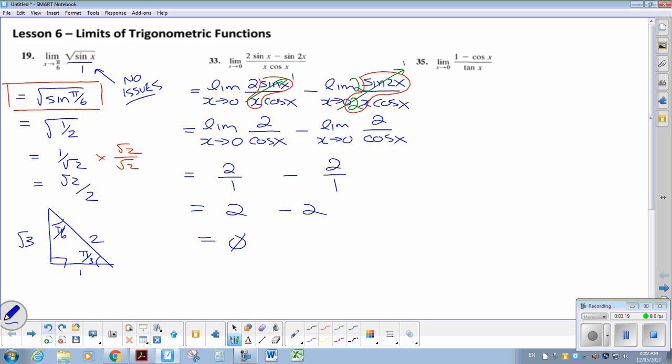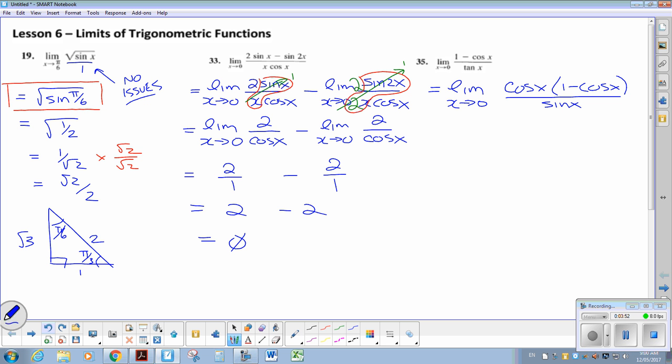All right, so there's 33 taken care of. On to 35. The first thing I always try is, is there factoring? No, there's not factoring. So what I'm going to do is get rid of tan. Not a big fan of tan. Now tan is usually sine over cos, and because it's in the denominator, it's going to be cos x, 1 minus cos x over sine x. So there's the problem right there.